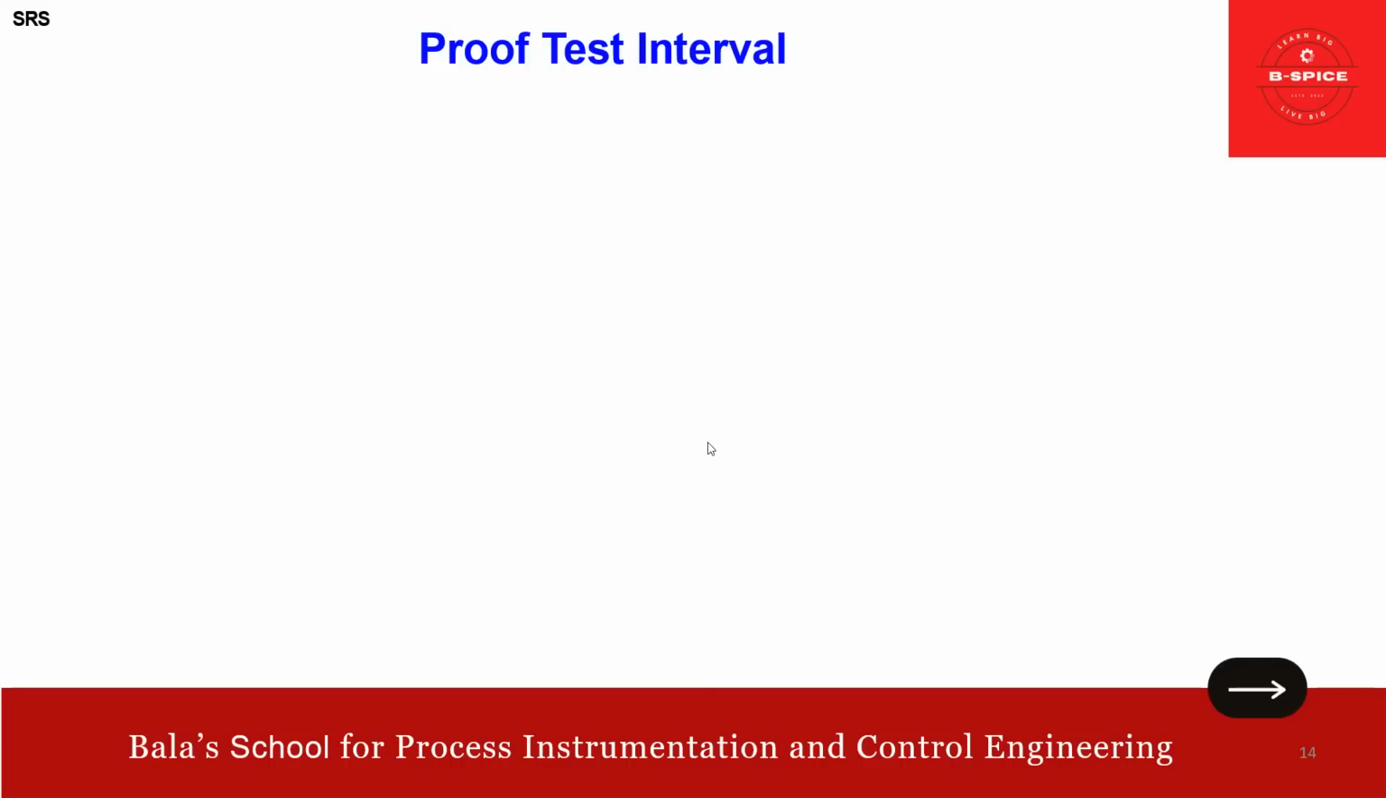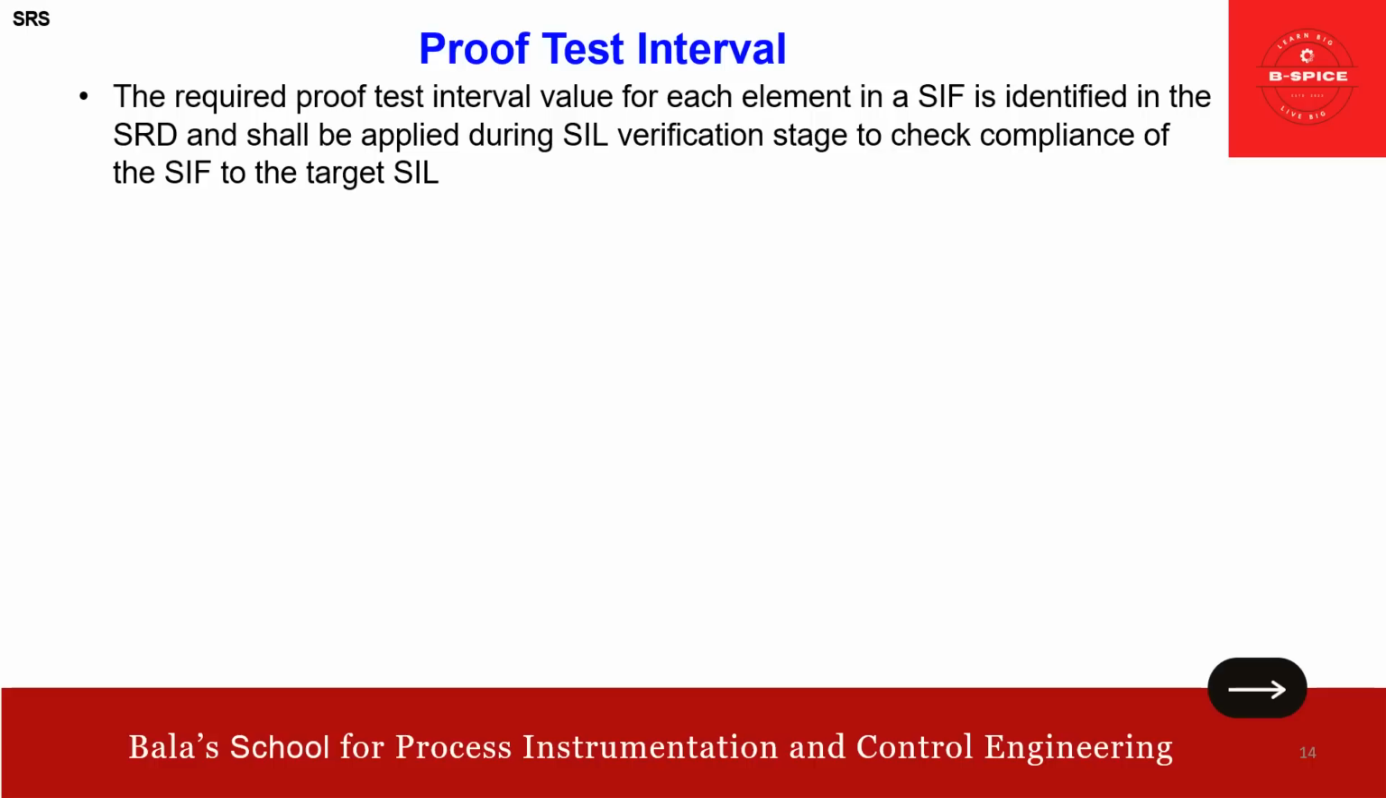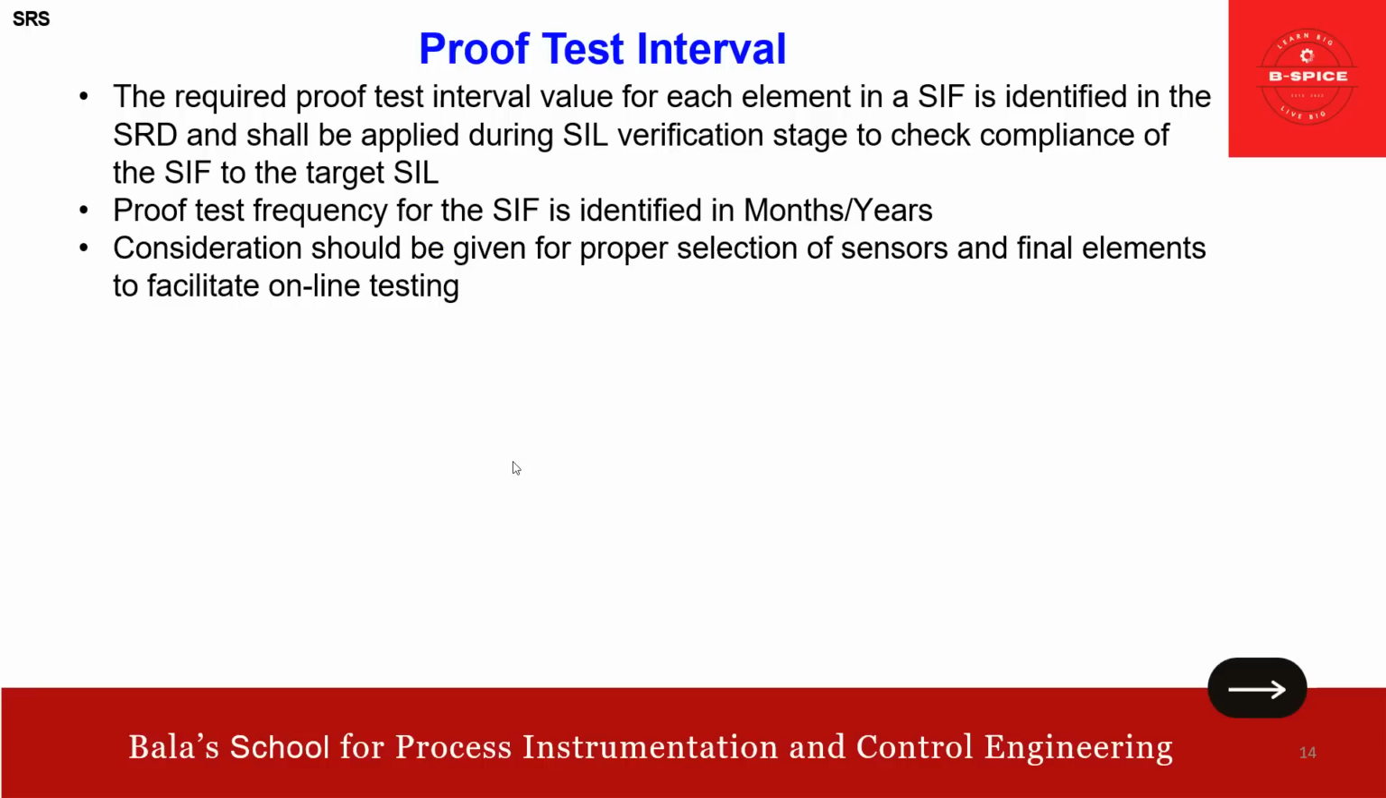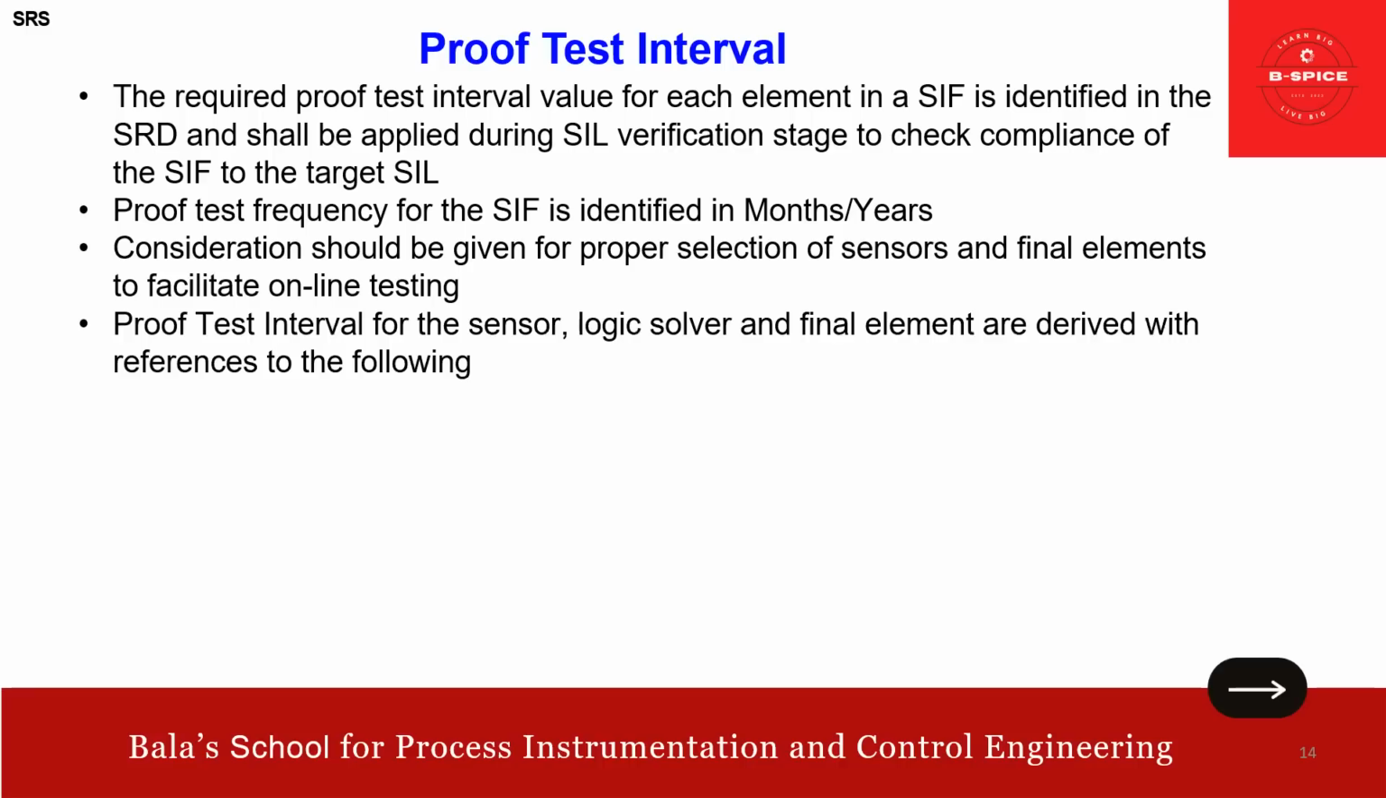Then the next one is a very important one, proof test interval. See, this is very important actually for SIL verification. The required proof test interval value for each element in a SIF is identified in the SRD and shall be applied during the SIL verification stage to check the compliance of the SIF to the target SIL. Normally this is identified in months or years. Consideration should be given to proper selection of sensors and final elements to facilitate online testing. That is very important.